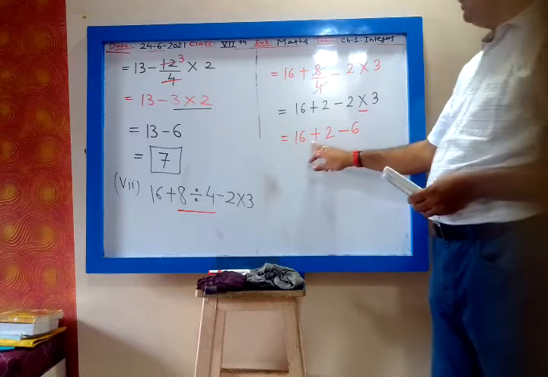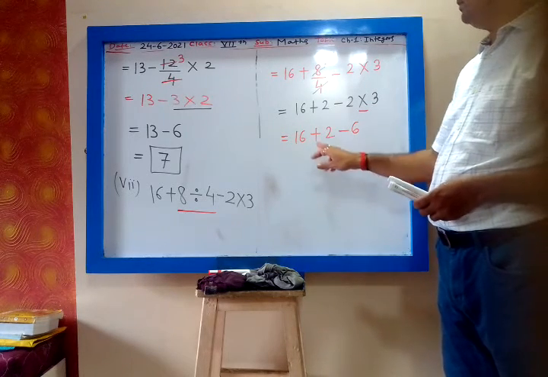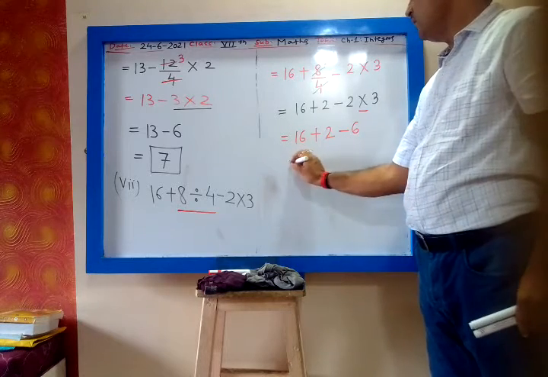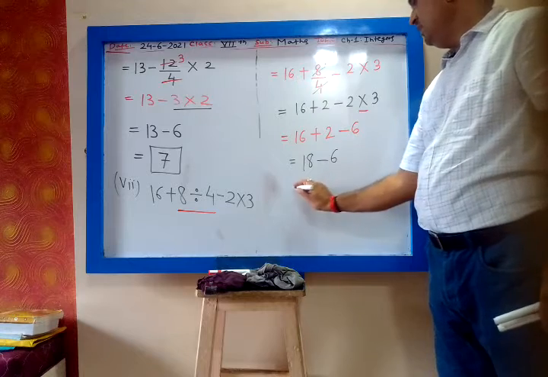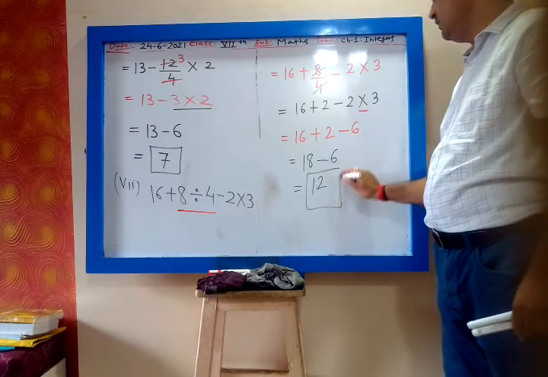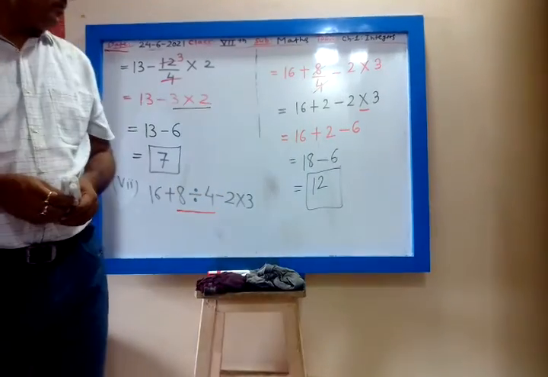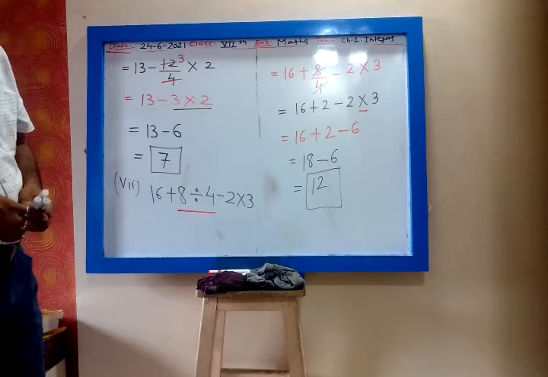Now again you have plus sign and minus sign. According to BODMAS, which is performed first? First we perform addition. So 16 plus 2 is 18. 18 minus 6. 18 minus 6 is 12. The answer is plus 12.